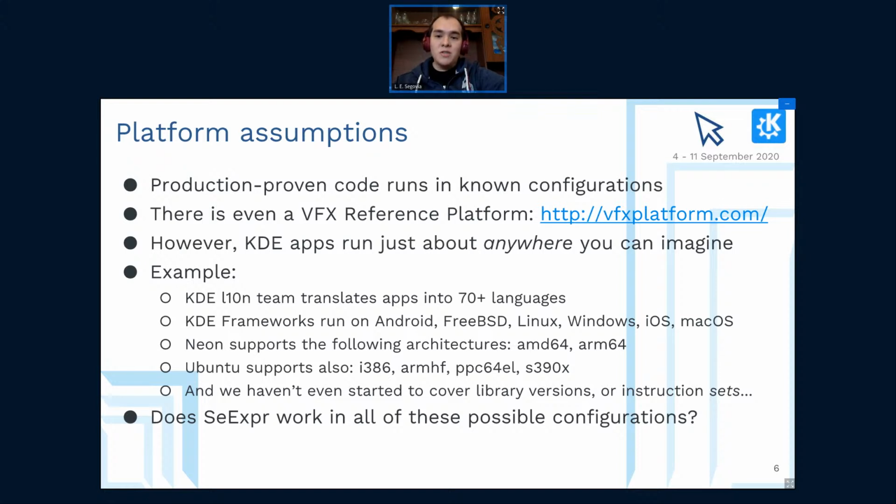However, we users of KDE applications run them on just any platform that you can imagine. This is just an example. The localization teams translate applications into 70 languages and counting. KDE Frameworks runs on almost all of the desktop and mobile operating systems on the face of the earth. Neon, the distribution of KDE, supports two 64-bit architectures, AMD and ARM. Ubuntu, the upstream distribution, supports not only 64 bits, but also 32-bit x86, ARM, PowerPC, etc. And this whole example doesn't even cover all the possible library versions, for instance, Qt5, instruction sets, etc. So the key question for working with CXpro is, does it work in all of these possible configurations?